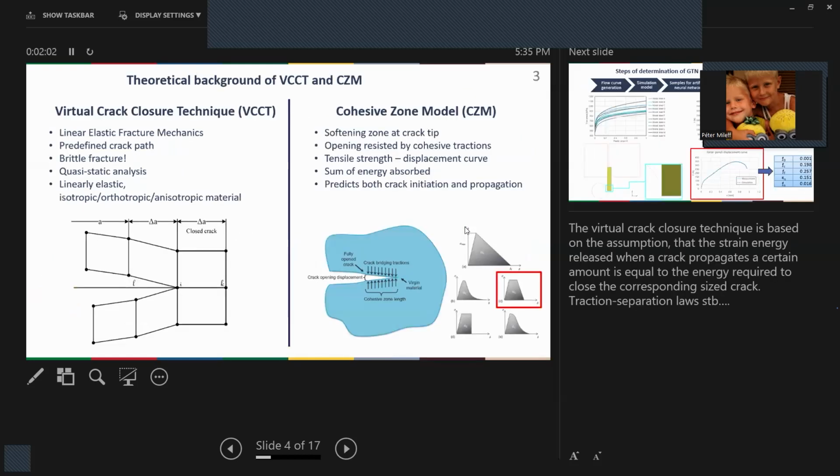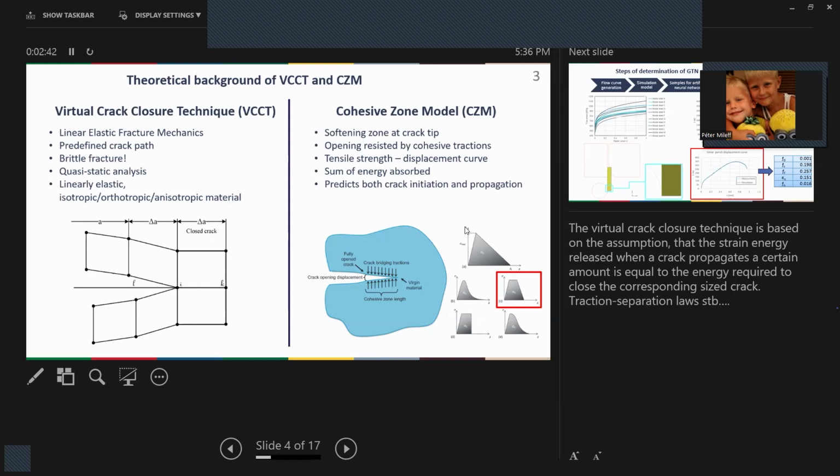In our study, we used two main approaches of crack simulation methods. The first one was the virtual crack closure technique, the VCCT method, which is based on the linear elastic fracture mechanics. This model is based on the assumption that the energy released when a crack propagates a certain amount is equal to the energy required to close the corresponding sized crack. This model also assumes that the crack propagates through a predefined crack path. It can be used for brittle fractures mainly and for multiple material models.